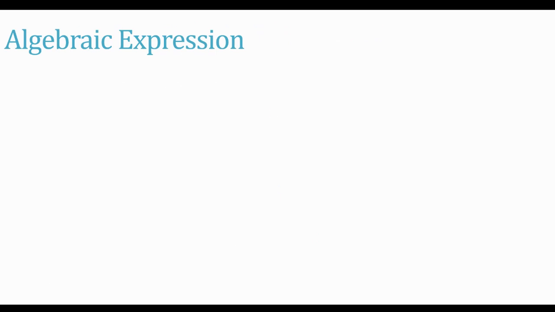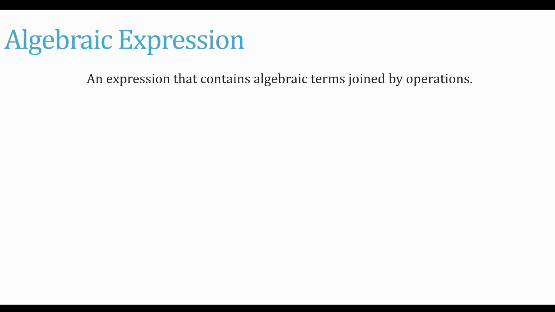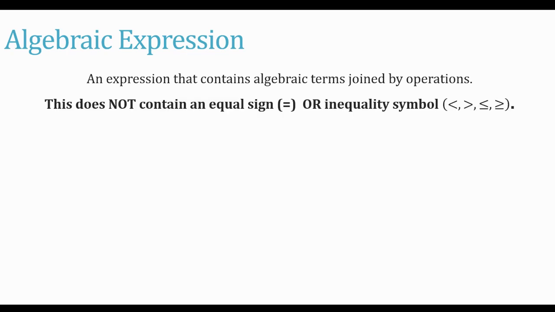Okay, so an algebraic expression, to review this definition, is an expression that contains algebraic terms joined by operations. Operations meaning addition, subtraction, multiplication, and division. This does not contain an equal sign or an inequality symbol. So for today's lesson, and for what we've been doing in the past, you've never seen solve for x or solve this equation because we don't have any equal signs. So if you don't have an equal sign, you can't solve for anything. So for right now, we're just simplifying.